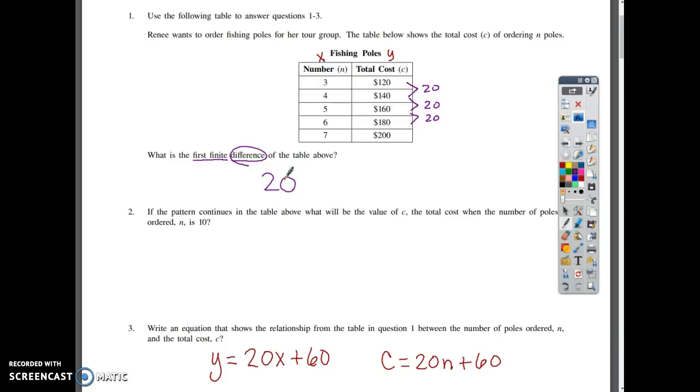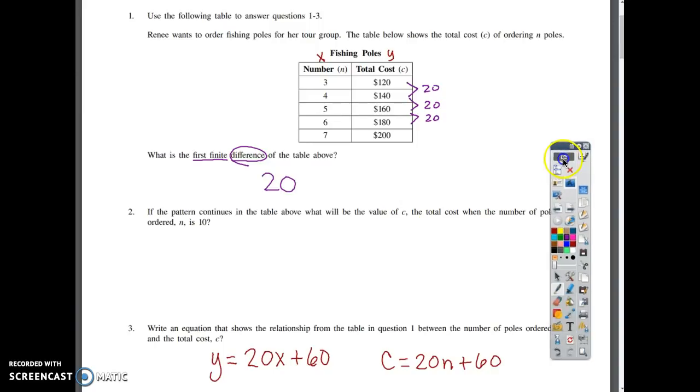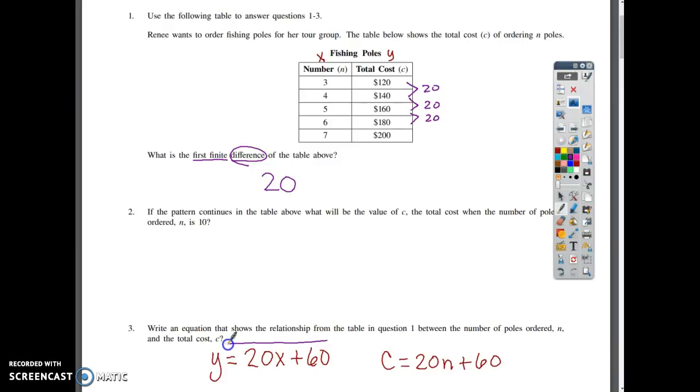Okay? If the pattern continues in the table above, what will the value of C for the total cost when the number of poles ordered n equals 10? So we're going to put this equation in our Desmos, and we're going to go look at 10. What does it give you? So everybody is on Desmos. You're putting the equation in there. You're adding the equation, and you're going to go look for 10 on your table.